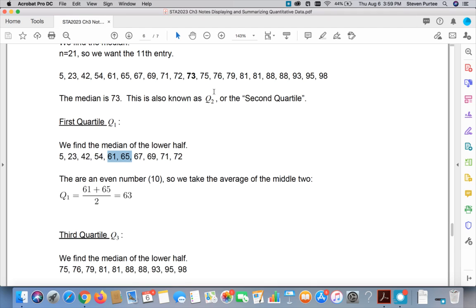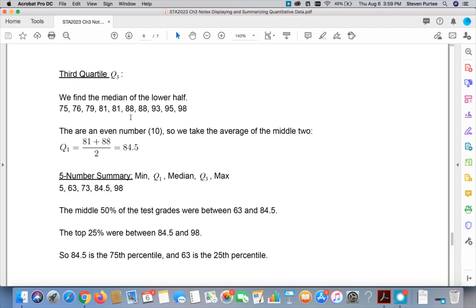The median is known as Q2, that's the second quartile. The third quartile, we take this upper half, everything above the median, not including 73. Again, we have an even number, so we take the 2 in the middle, go halfway in between them, find their average, and there's Q3. That should say Q3 right there. That's a typo. So Q3 is 84.5.